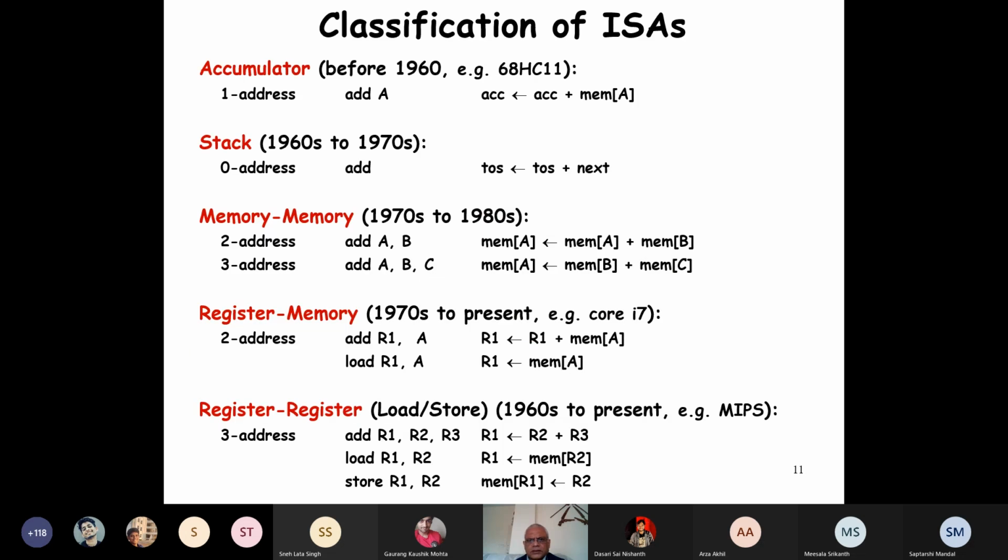Here, some more examples are given. This is the accumulator architecture. If you want to add something, you have to use the accumulator. There is a special register, ACC, the accumulator. You have to first bring one of the operands into the accumulator and then add A to that. Similarly for the stack architecture, the memory architecture, the register-memory architecture, and the register architecture. We will not spend time here.